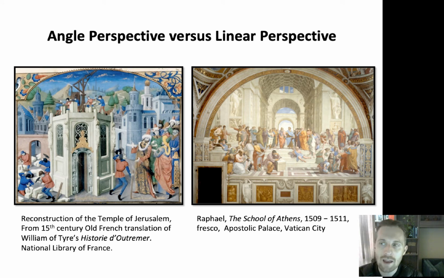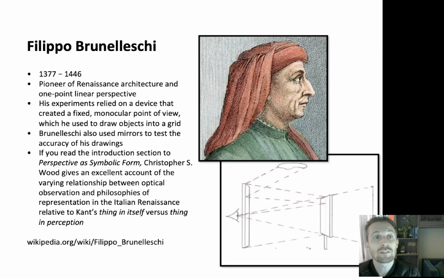So let's have a look at some of the leading intellectual thinkers that led to the development of linear perspective. First of all, we have Filippo Brunelleschi. Brunelleschi was a 14th and 15th century pioneer of Renaissance architecture and one-point linear perspective. Brunelleschi's experiments relied on a device that created a fixed monocular point of view. What that means is looking with one eye without moving, fixed, not moving, monocular meaning one eye.